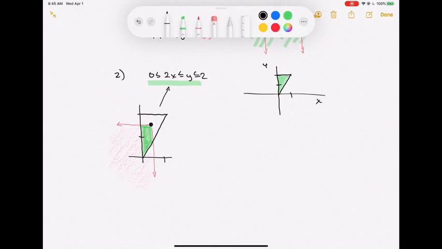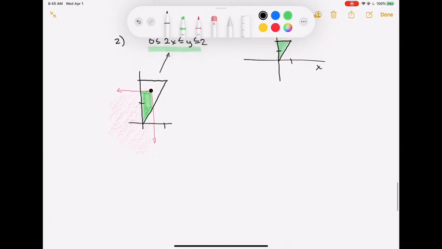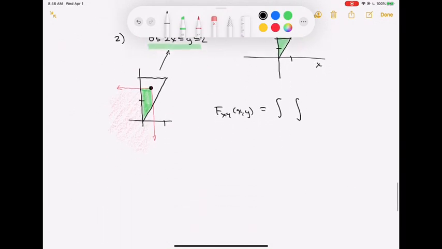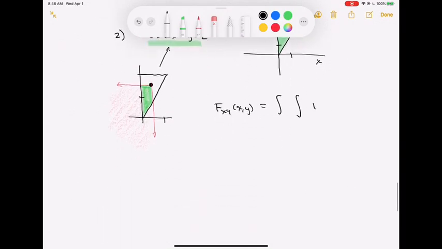So what am I still trying to do? I'm still trying to find F_XY for this. So I'm looking for capital F_XY over this region too, of little x, y. And I know it's going to involve some integration, so I'm going to have a double integral in there. I know the thing I'm integrating is the probability density function, which is 1. So I've got all that part. Everything that makes this a challenge is being able to set up the rest of the integral. I need to figure out how to integrate that little trapezoidal shape.